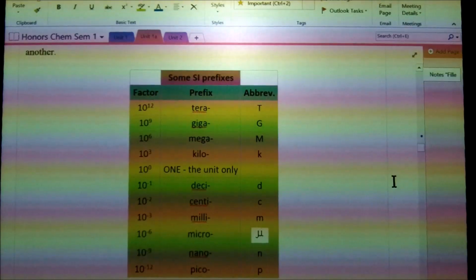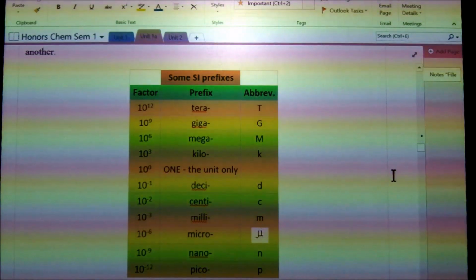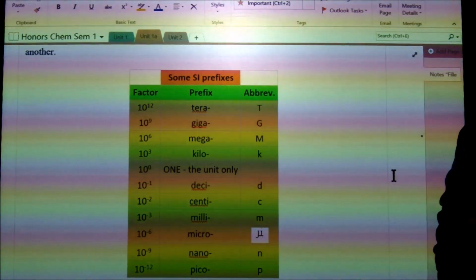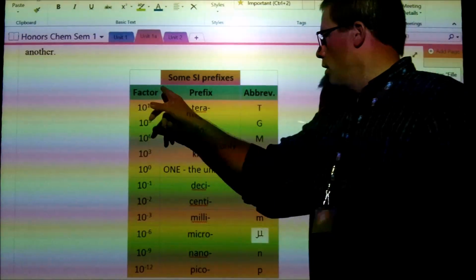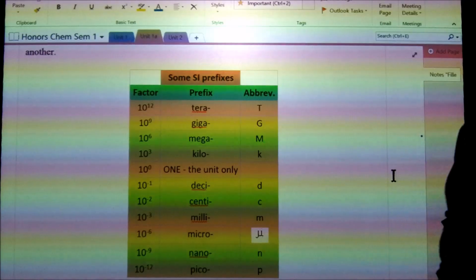However, see this here? Some SI prefixes. I want you to know all of these by tomorrow. I want you to know the factor, and I want you to know the abbreviation. Think you can do that?